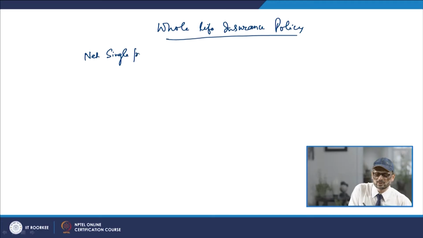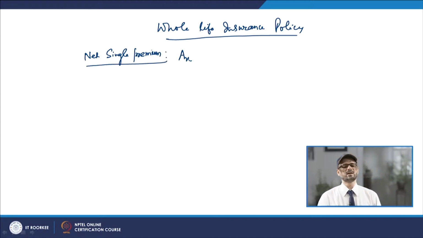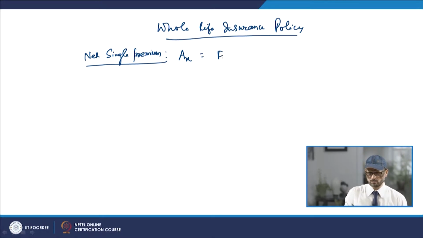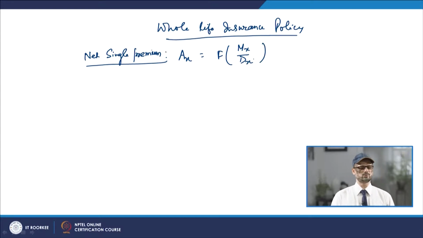As we knew, we had seen how to derive, and we had derived also, when we are interested to find the net single premium. That was the calculation of Ax, and if F is the face value, then for face value of F, Ax will be F into Mx upon Dx. So, that was for the whole life insurance policy.